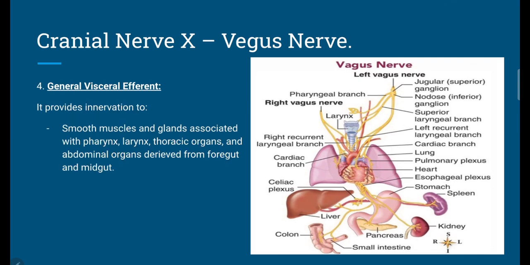Then we have the general visceral efferent. That will provide innervation to the smooth muscles and the glands associated with the pharynx, larynx, thoracic organs, and abdominal organs derived from the foregut and the midgut.